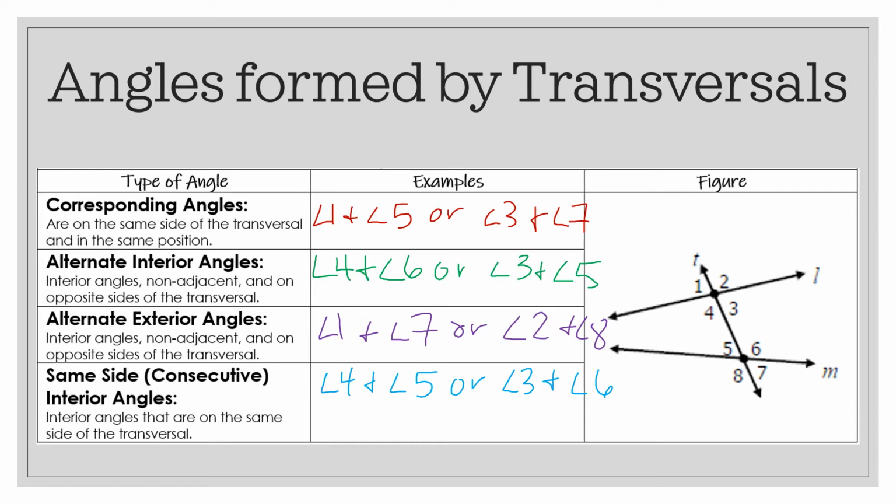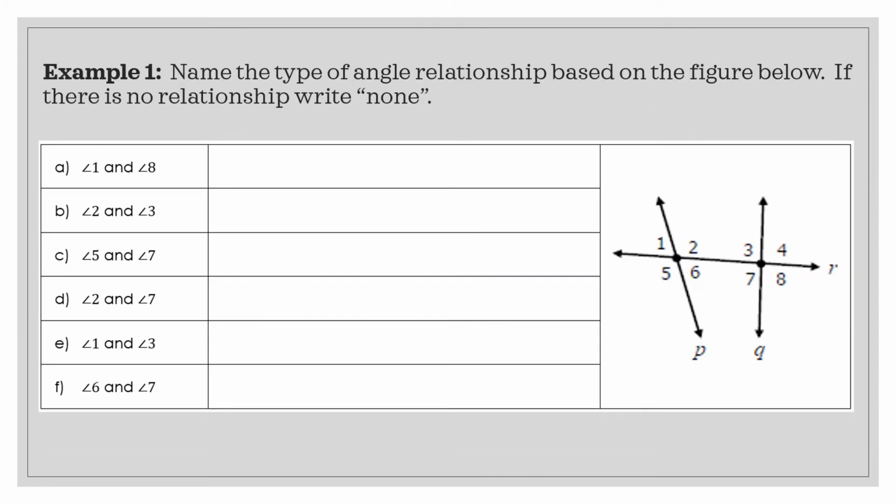And in normal lines like L and M cut by a transversal, there's nothing special about these corresponding angles or the alternate interior angles, the alternate exterior angles, or those consecutive interior angles. But when your lines are parallel, there will be some special relationships. And so we're going to talk about that in a second, but we're going to go ahead and identify what type of relationship there is between these pairs of angles. And if it doesn't have one, then you just put none.